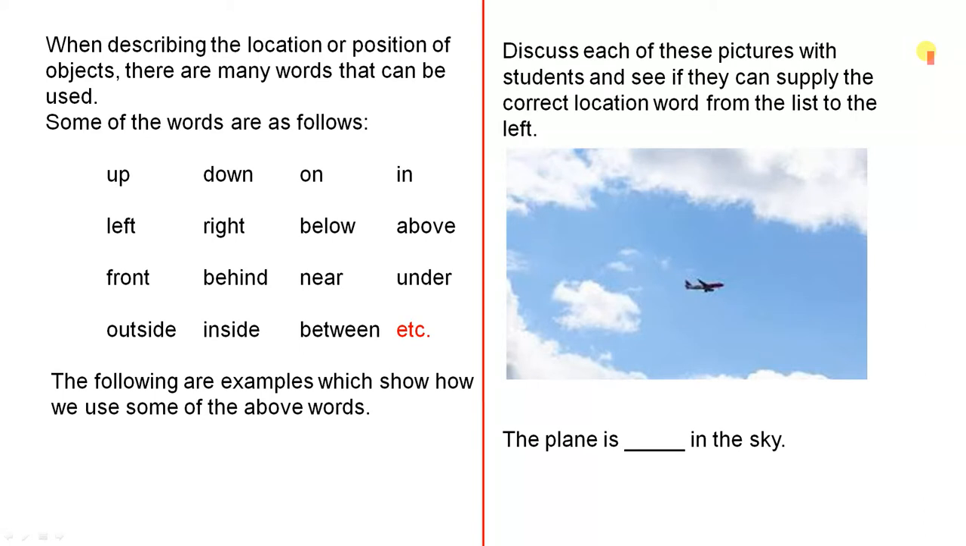Discuss each of these pictures with students and see if they can supply the correct location word from the list to the left. So the important thing here is to talk to students about the pictures, then help them to read the sentence and teach them how to focus on the main objects in the picture, and that way then they can work out the correct location word.